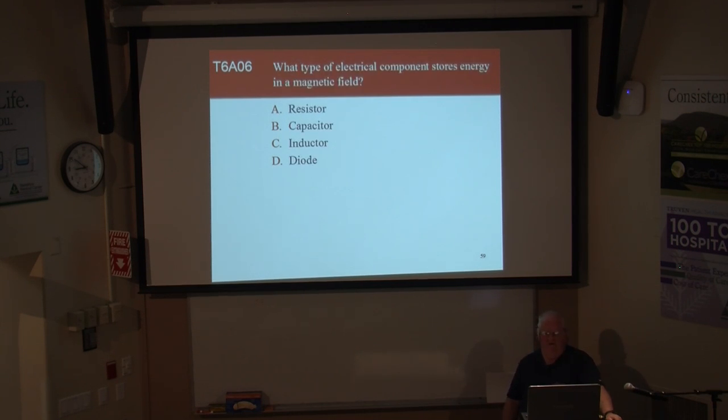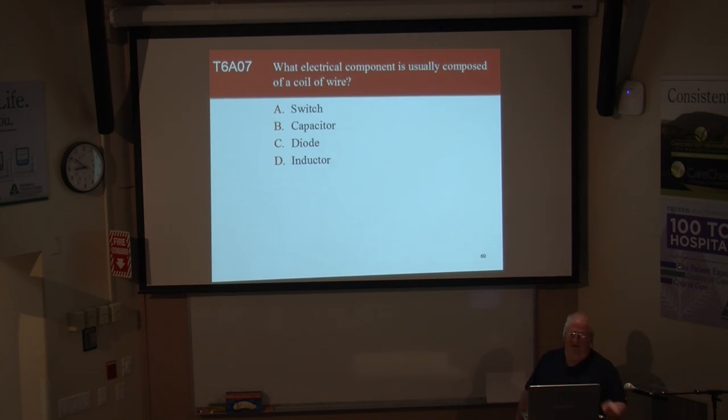What type of electrical component stores energy in a magnetic field? Inductor. Inductor. Remember the coil. Yes. All right. What electrical component is usually composed of a coil of wire? Inductor. I just said it, the coil.